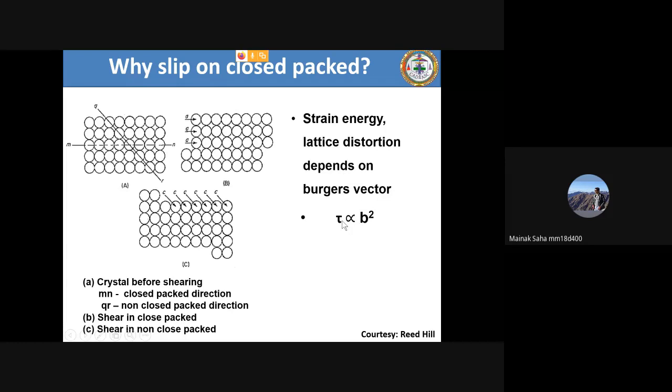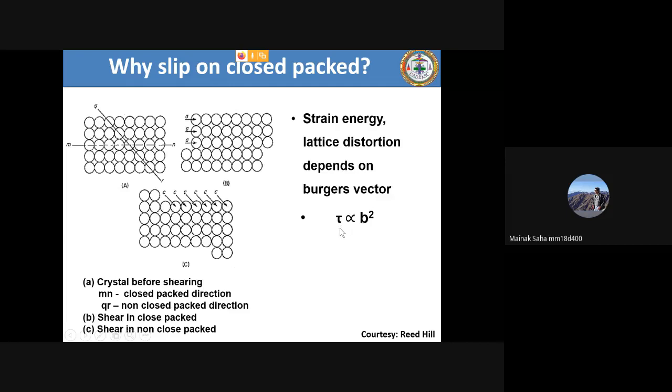So I think this is not the right way of representing the strain energy. This should be represented by capital E. Make a note of it. It is directly proportional to the square of B, that is the Burgers vector. The square of the Burgers vector. So the greater the Burgers vector associated with the dislocation, the higher will be the strain energy.